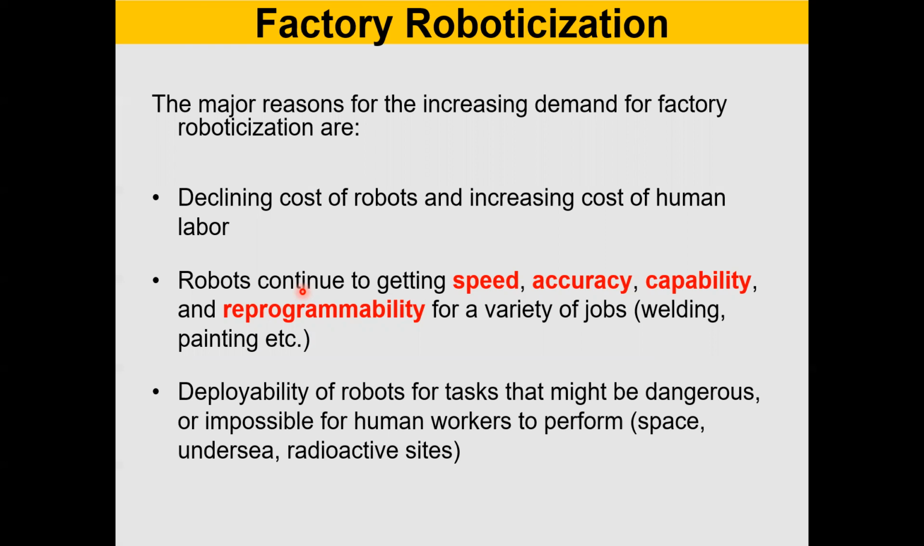So why? What are the major reasons for the increasing demand for factory robotization? There's increasing demand. A lot of manufacturing industries and factories, the administration really is trying to roboticize the industries. So why? What are the reasons? Number one, declining cost of robots and increasing cost of human labor.